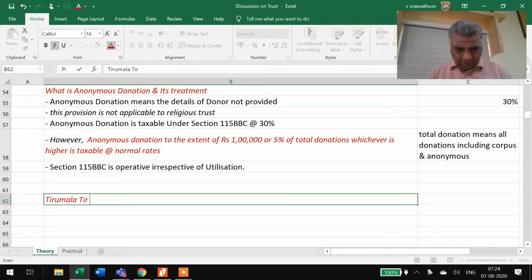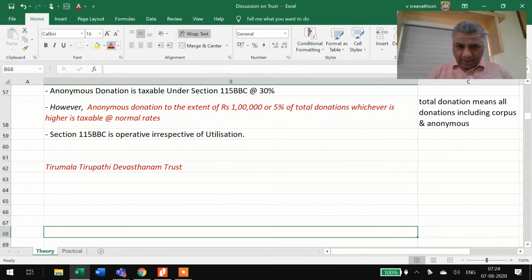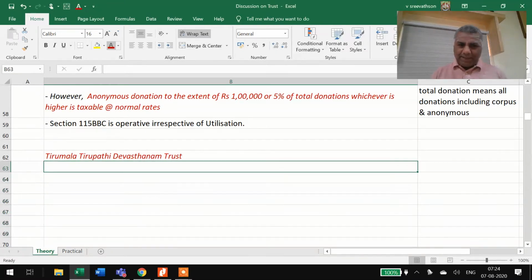Tirumala Tirupati Devasthanam Trust. Okay. This is not a recent case law. That's why I'm writing this. I will put a case law sheet also and write it there. I don't know whether you have noted. I know all of you regularly visit. Okay, pre-COVID and very soon. But I don't know whether you have noted.